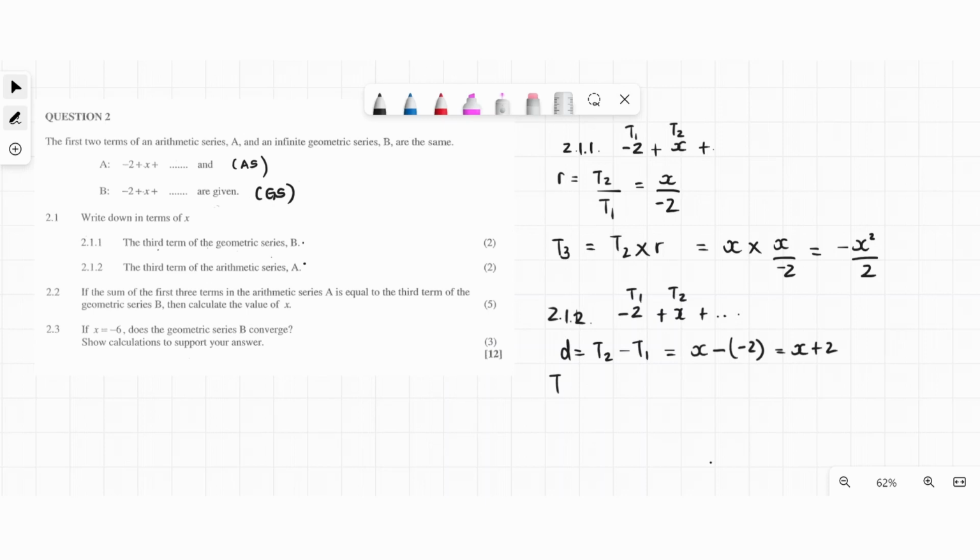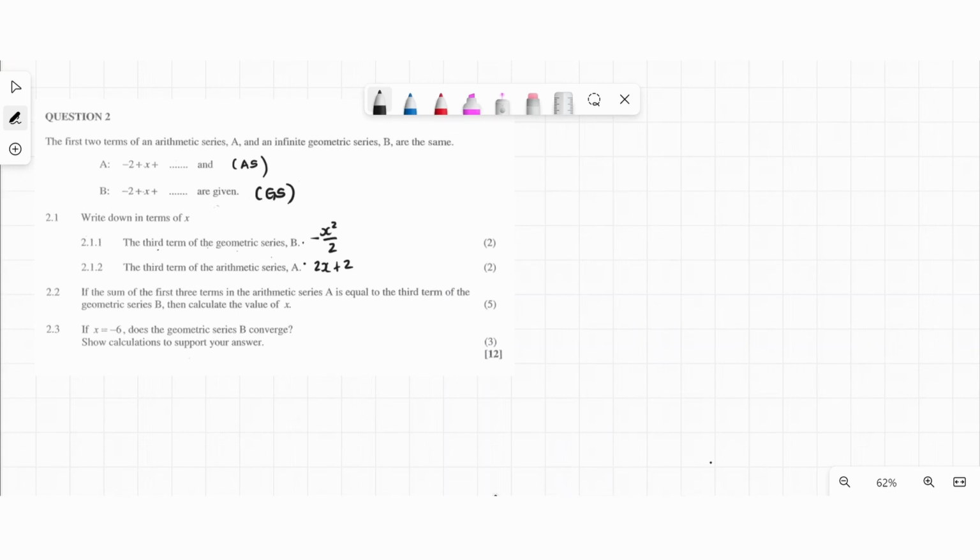So now to find T3, it's going to be your second term plus your difference. So it's going to give us x plus x plus 2, which is our difference. So our answer here is going to be 2x plus 2. So we're done with the first two terms. Then question 2.2 says if the sum of the first three terms of an arithmetic, so 2.2, it's going to be -2 plus what?